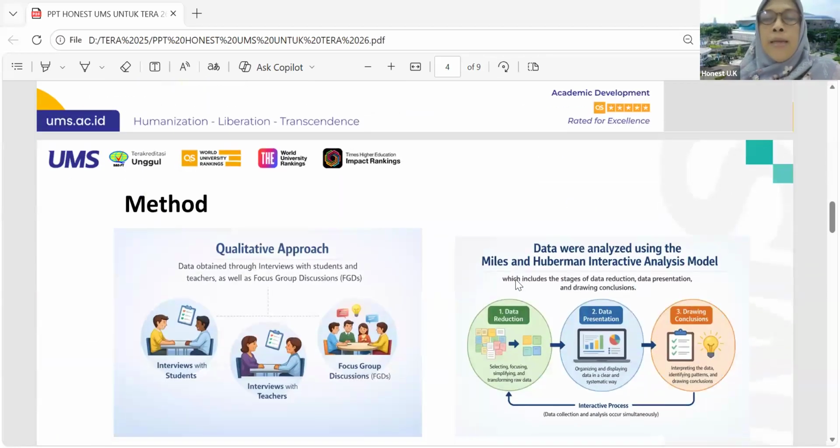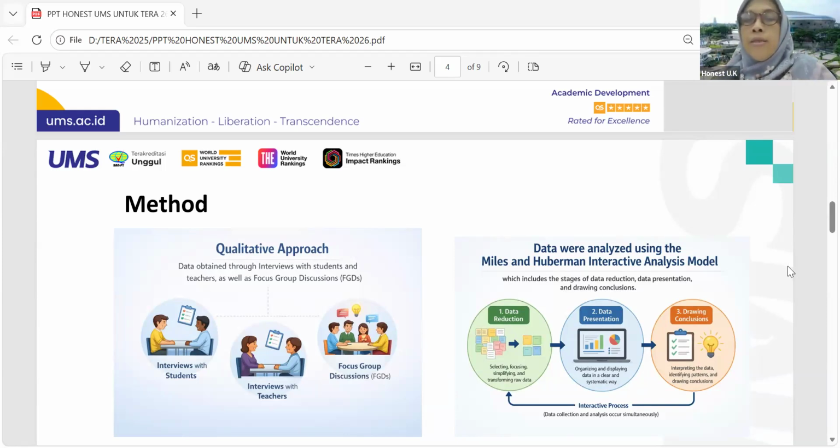Next, the method. The method here applies a qualitative approach. The data were obtained through interviews with students and teachers. Besides, we also conducted focus group discussions. We interviewed 9 students and 9 teachers from the upper classes. The focus group discussion was conducted to find solutions to these problems.